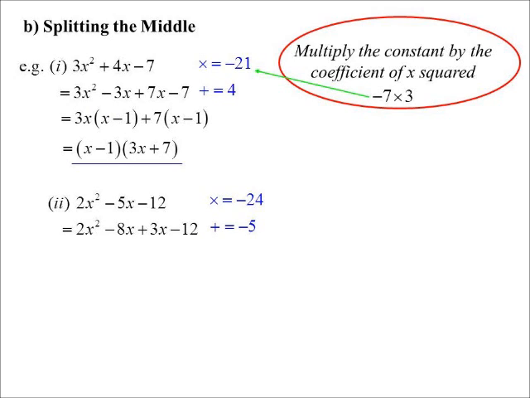Again, we'll group in pairs. Common factor of 2x leaves me with x minus 4. Common factor of 3 leaves me with x minus 4. And there's our factorisation. x minus 4, 2x plus 3. Okay.